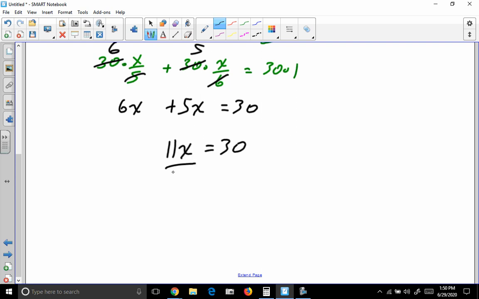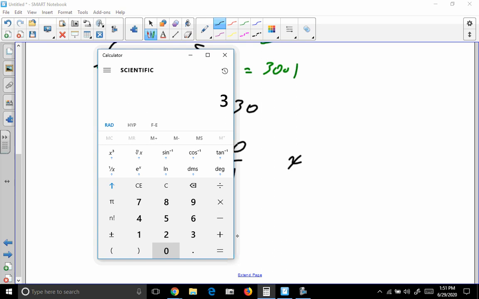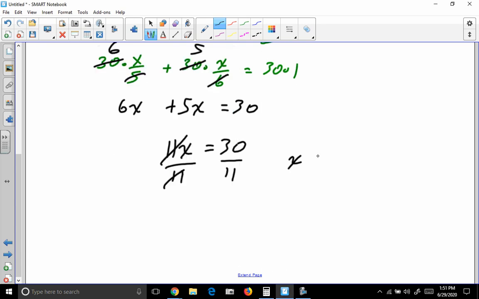And then to get x by itself, divide both sides by 11. So x is exactly 30 over 11, or as a decimal, about 2.73 hours. So if one person can do the job in 5 hours, the other person in 6 hours, then they can do it together in less than 3 hours, 2.73 hours.